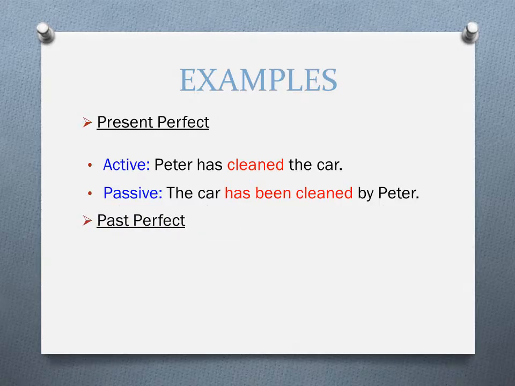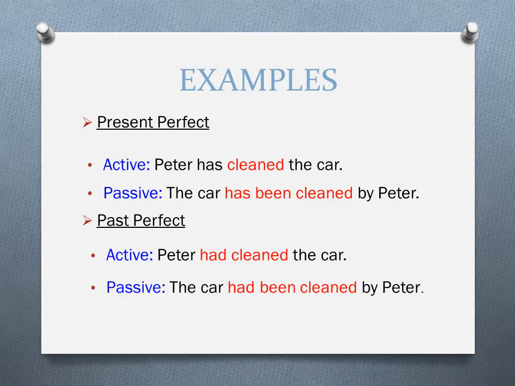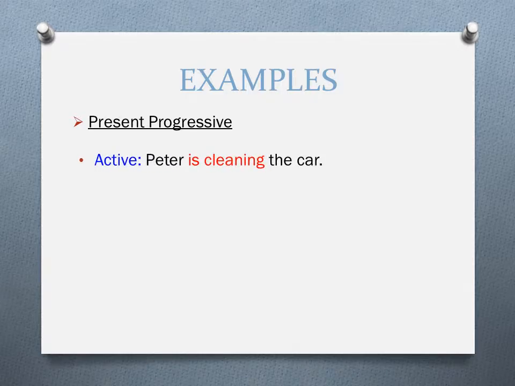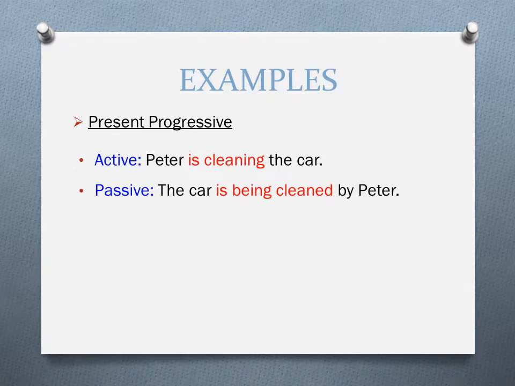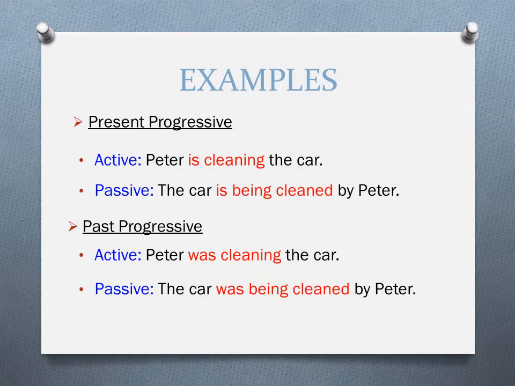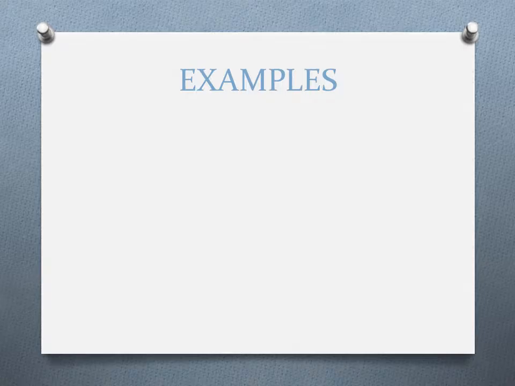If the active verb is in the past perfect, "Peter had cleaned the car," the passive sentence is "the car had been cleaned by Peter." If the active verb is in the present progressive, "Peter is cleaning the car," the passive sentence is "the car is being cleaned by Peter." If we have a past progressive form in the active sentence, like "Peter was cleaning the car," the passive sentence is "the car was being cleaned by Peter."